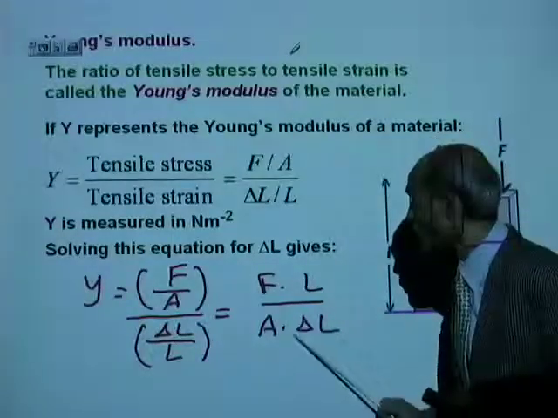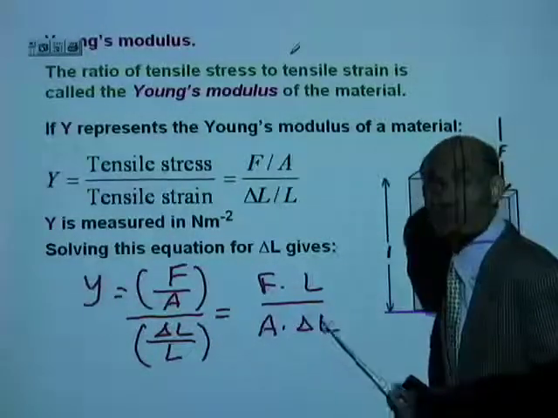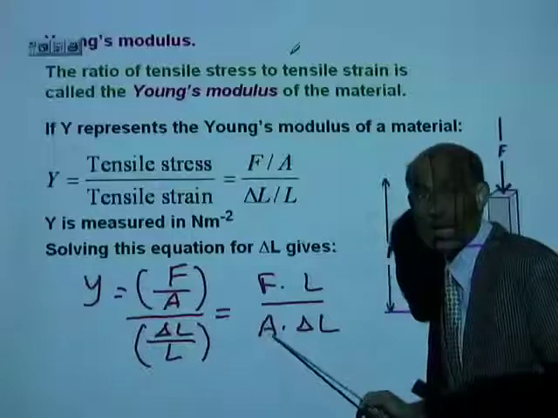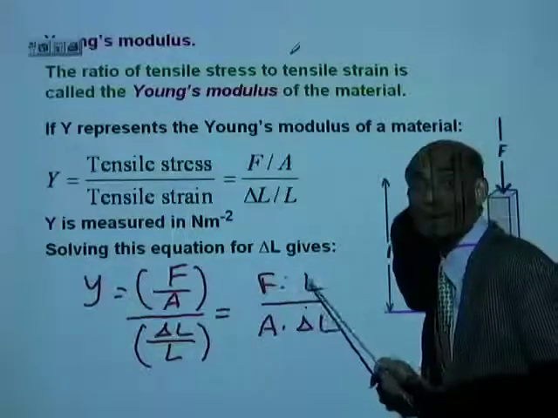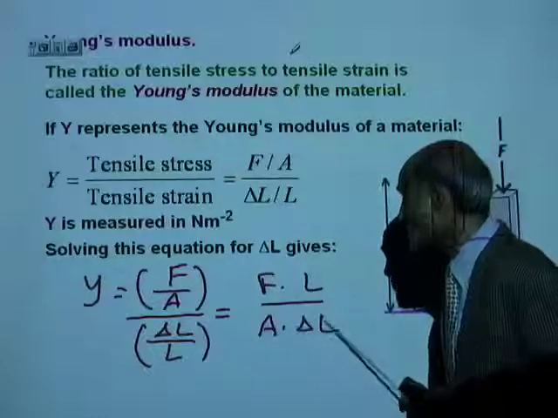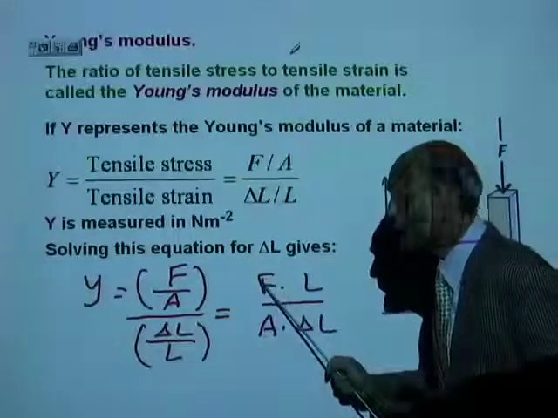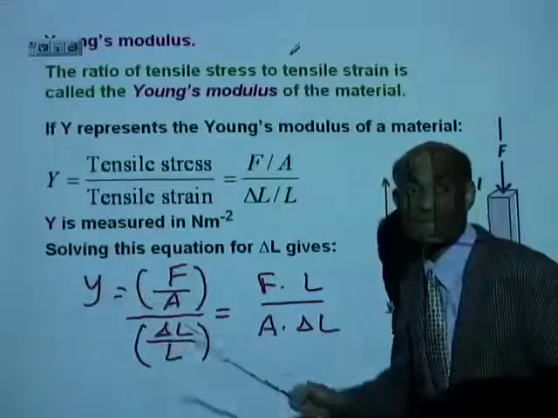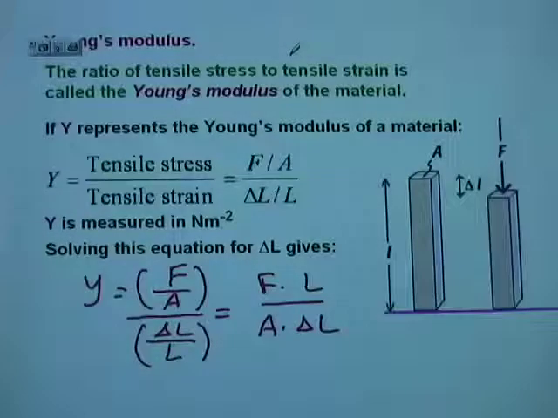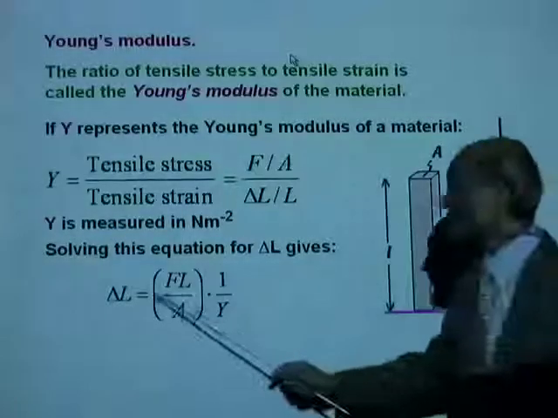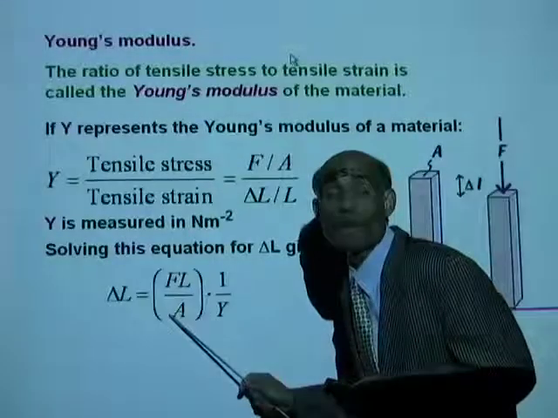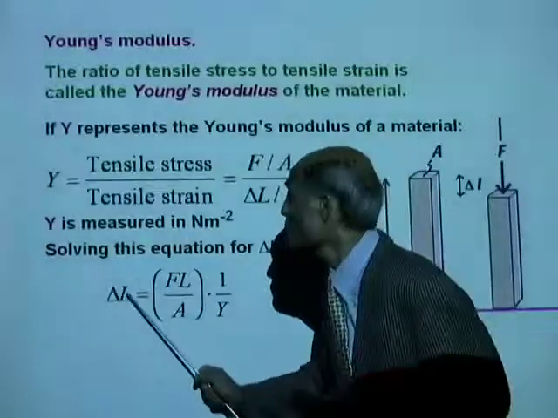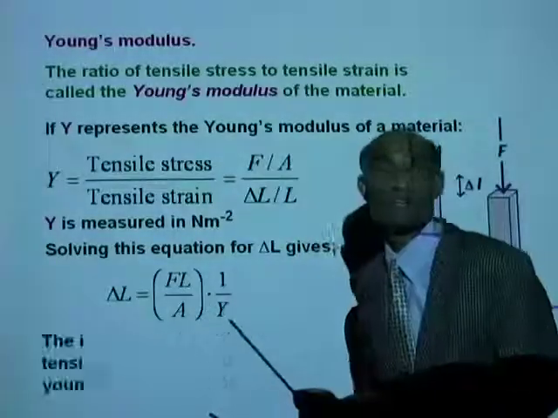Can you solve for delta L from here? Well, if you cross multiply, Y times A delta L equal to F times L. So delta L will be F times L divided by A Y. Is that right? Okay, let's write that down. So delta L is F times L over A times 1 over Y. That is the change in length under this stress.